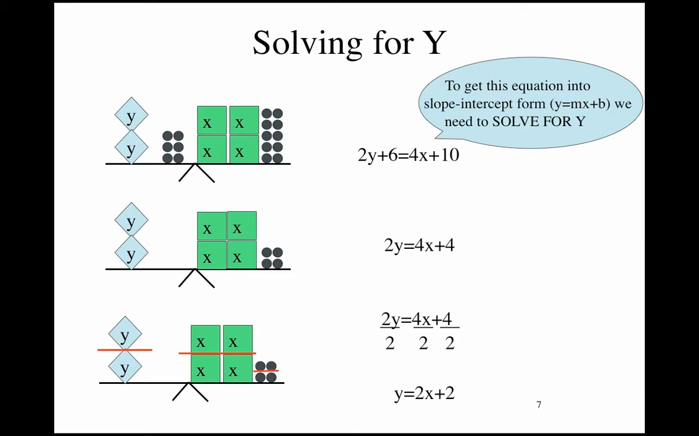Now I have taken this equation and used the steps to keep an equation balanced to solve for y. I've gotten y all by itself. I still have an equation with a variable in it, x, but I've rearranged the equation so that I can see it in y equals mx plus b form. Again, when we're solving for y, we're applying the same steps that keep an equation balanced to get the y all by itself.